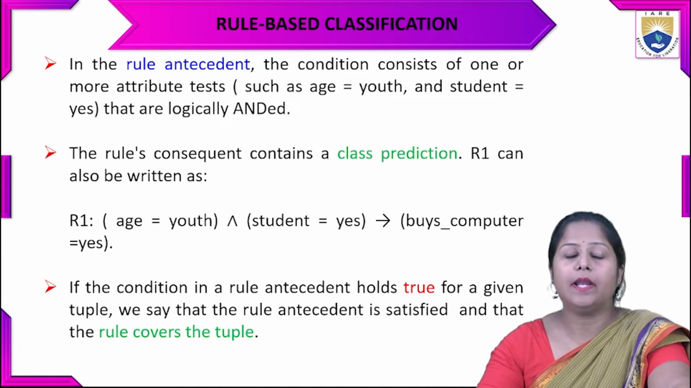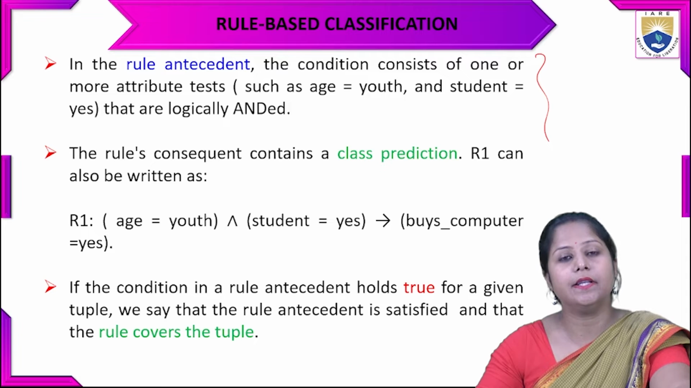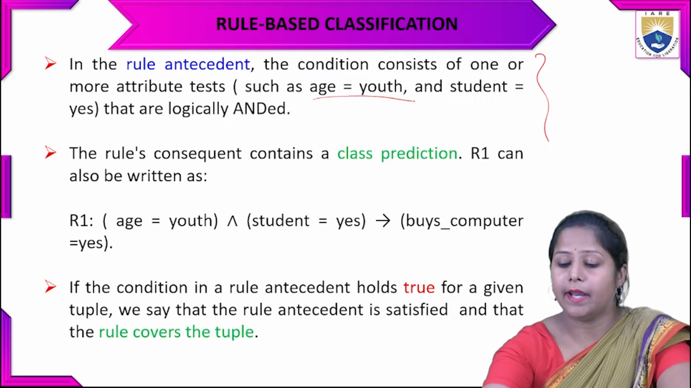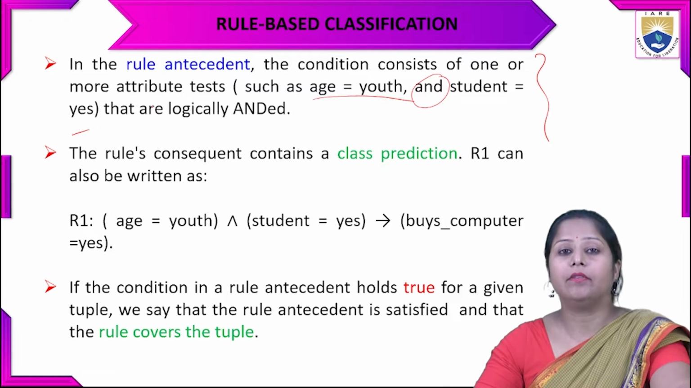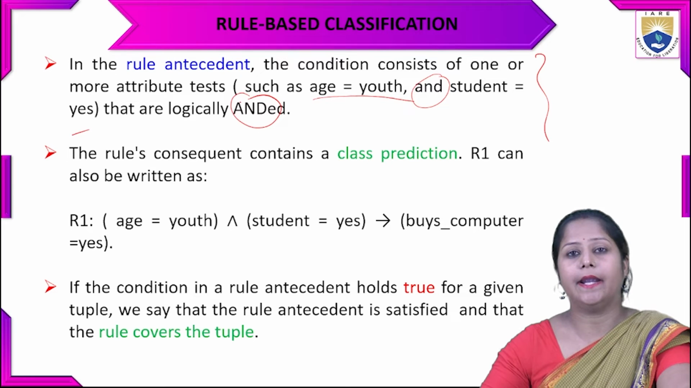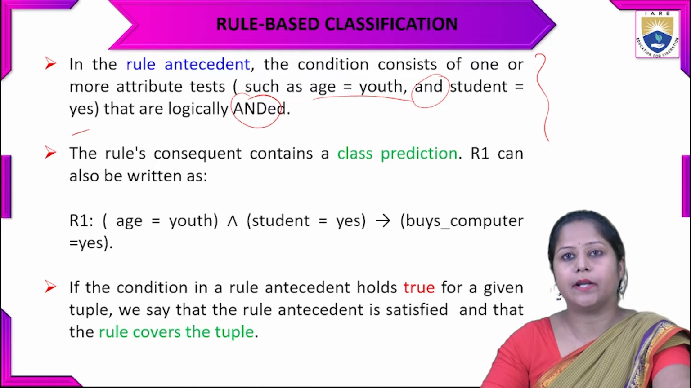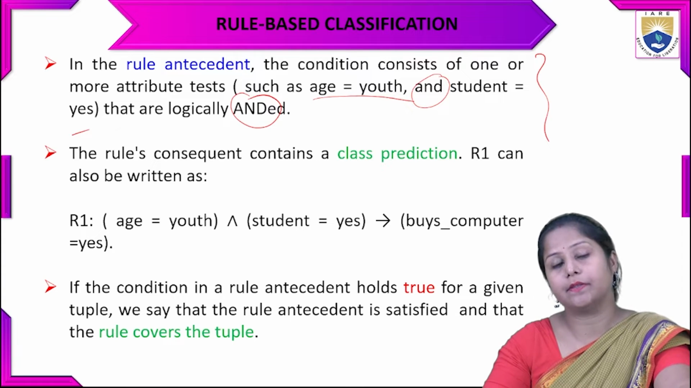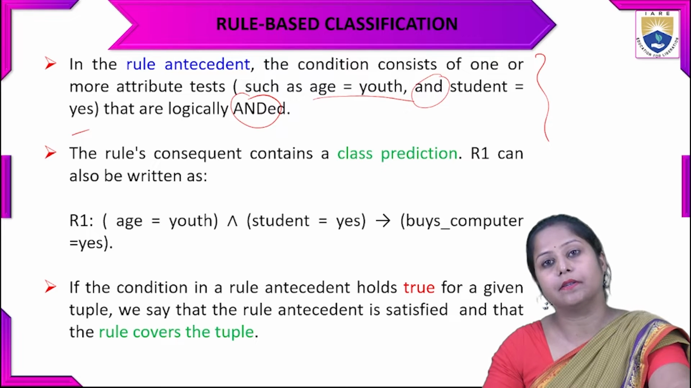Now, if the rule antecedent, the condition, consists of more than one attribute test, such as age is equal to youth, combined with student is equal to yes, those will be joined with the logical AND operator. So the AND operator will be used to add two attribute tests. The rule's consequent will contain the class prediction. So on the right hand side there will be the class prediction, the class label.